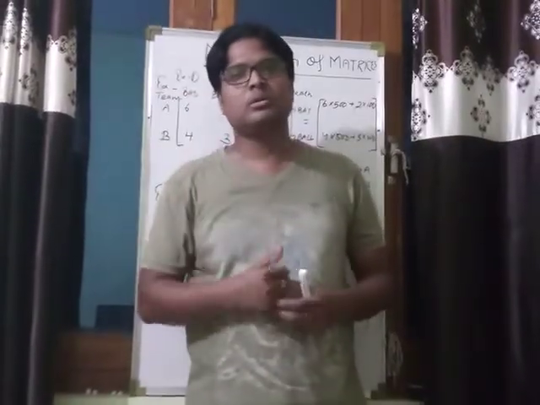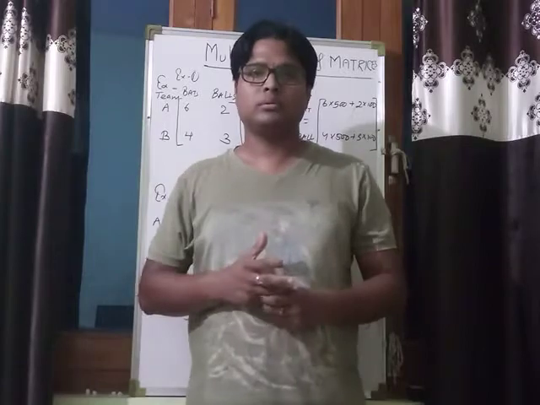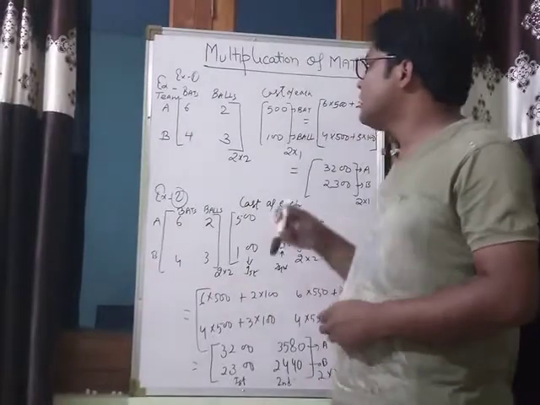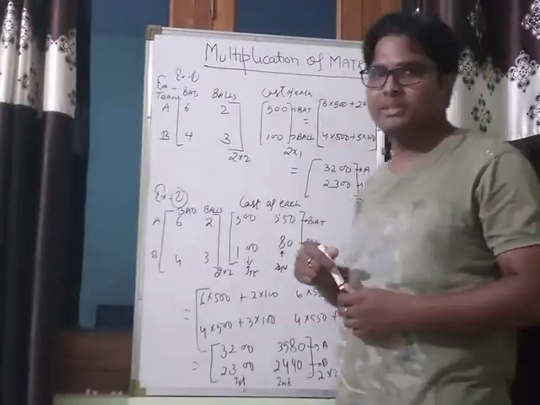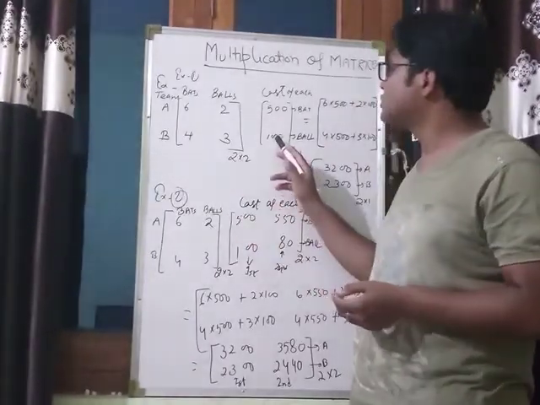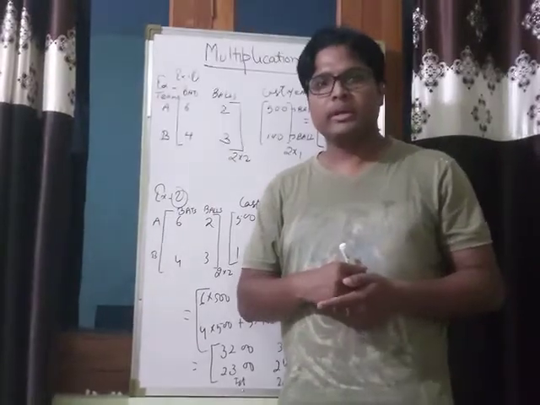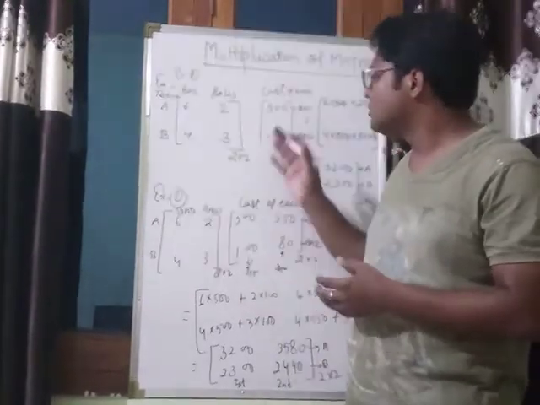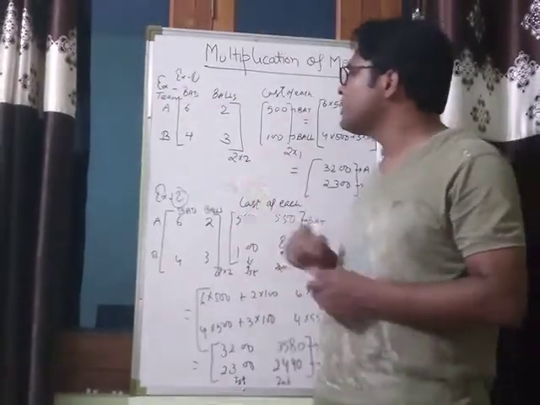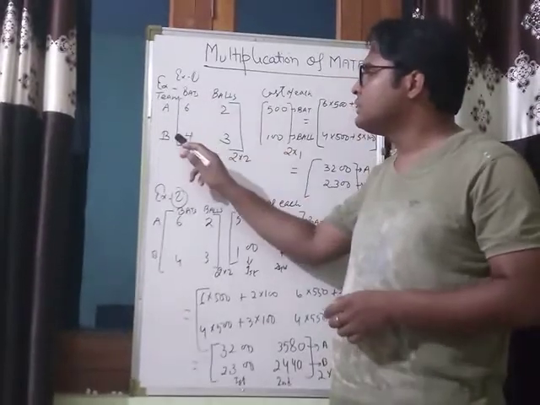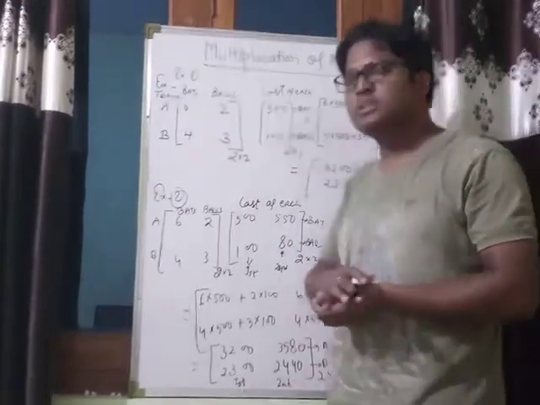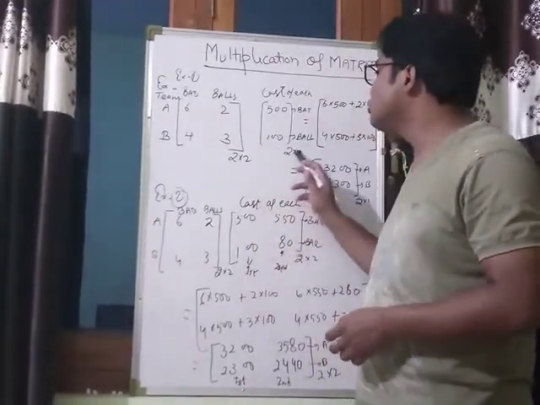The teams go to a shop for these bats and balls, and they ask about the cost of each one. The cost of one bat is 500 rupees and the cost of one ball is 100 rupees. This information is also written in the form of a matrix. So this information is represented by a matrix of order 2 by 2, and this information is represented by a matrix of order 2 by 1.